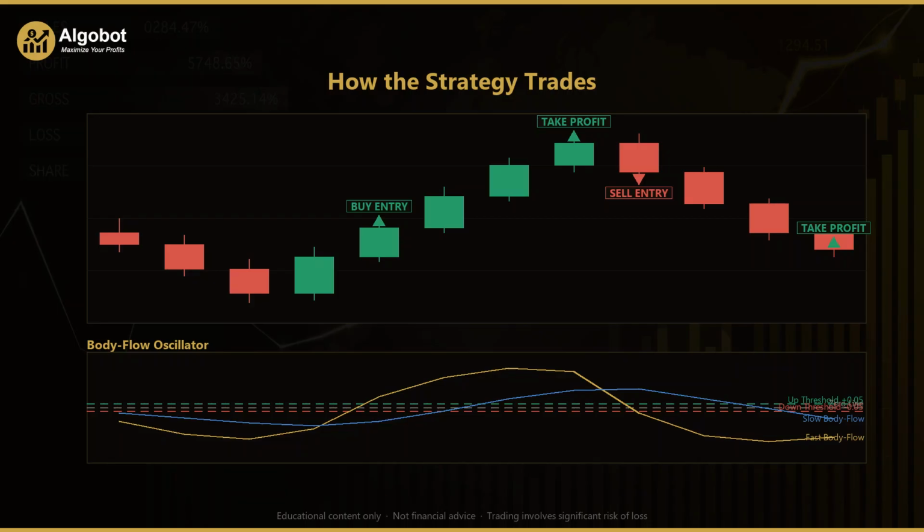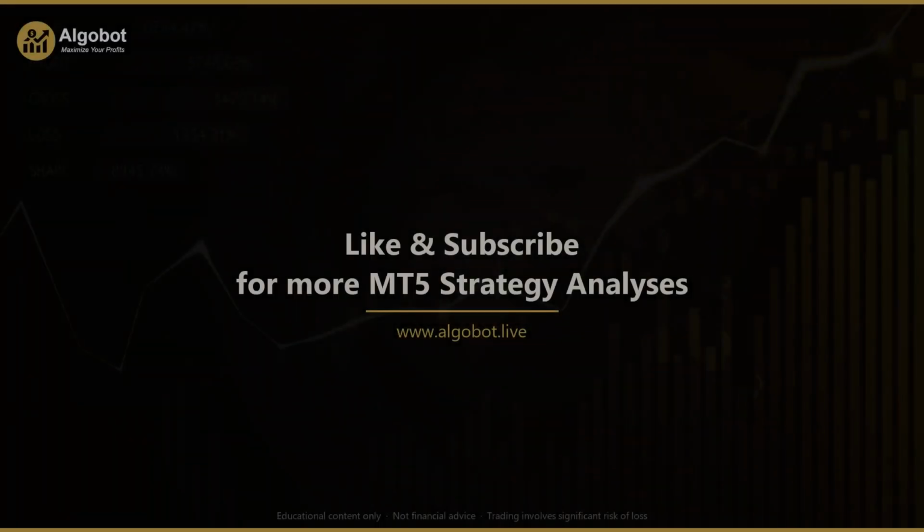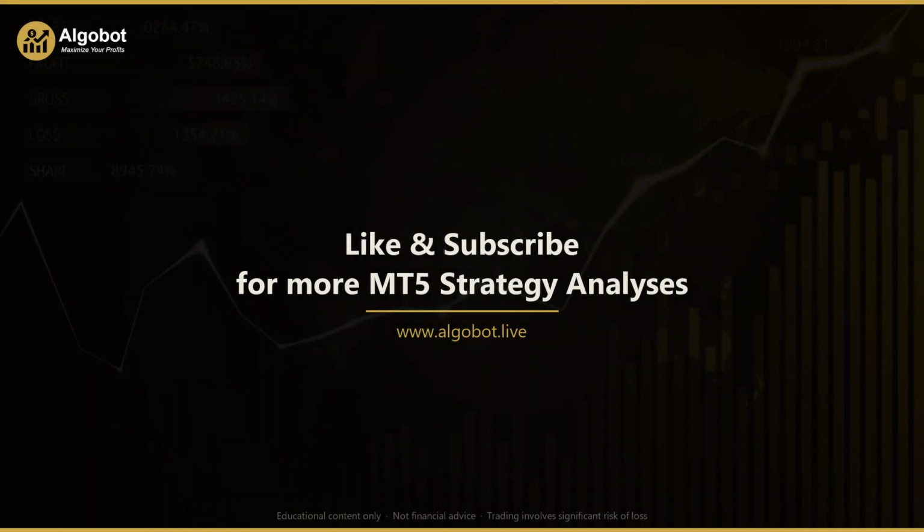Both flow lines below zero and no trade. An upward cross above the threshold generating the long, a downward cross below the threshold generating the short, and a volatility scaled bracket managing each exit. The strategy is always asking one question. Where is the committed conviction flowing right now? Ignoring the indecision in between. That brings us to the end of our look at body flow regime shift.